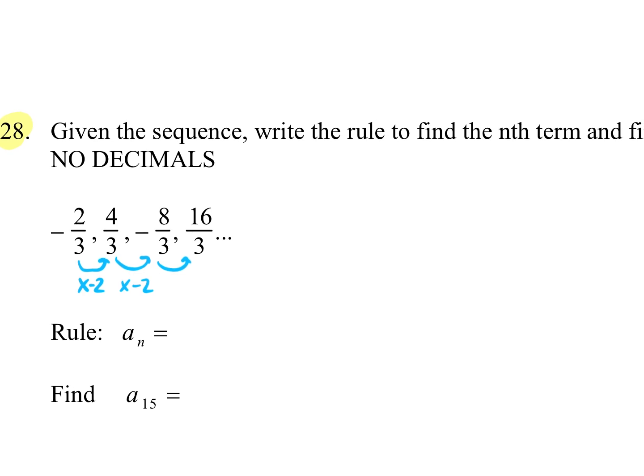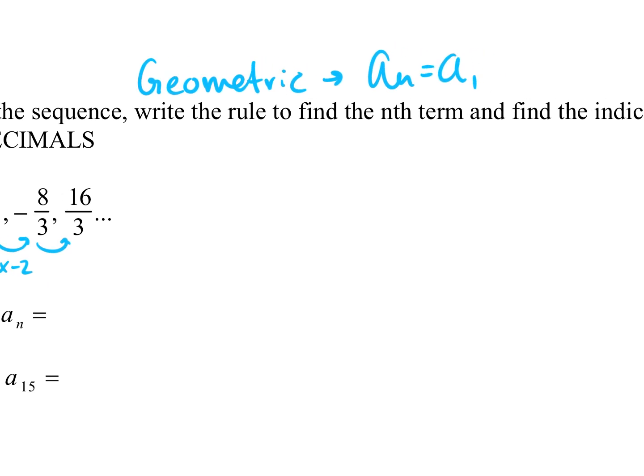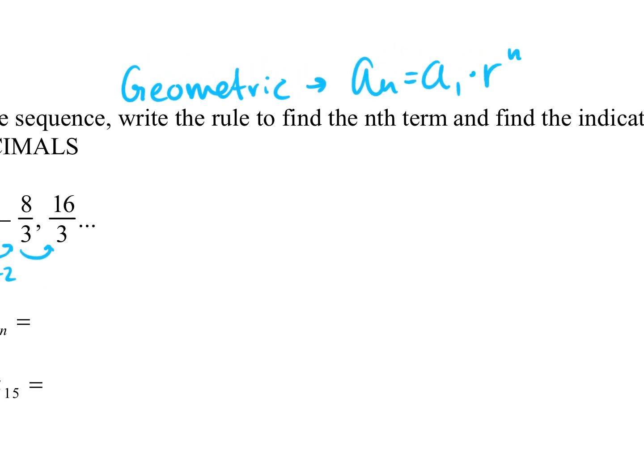So our rule for our geometric, this would be geometric, would be a sub n is equal to a1 times r to the power of n minus 1. So we have to plug in the first term and our common ratio.